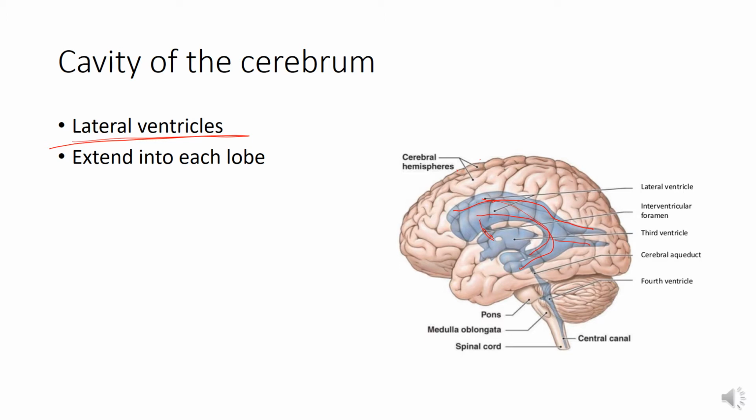These lateral ventricles extend into each lobe of the cerebrum, that is the frontal lobe, the occipital lobe and the temporal lobe, and its main part, the body, lies in the parietal lobe.